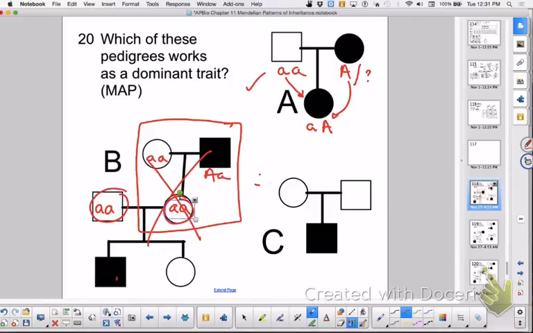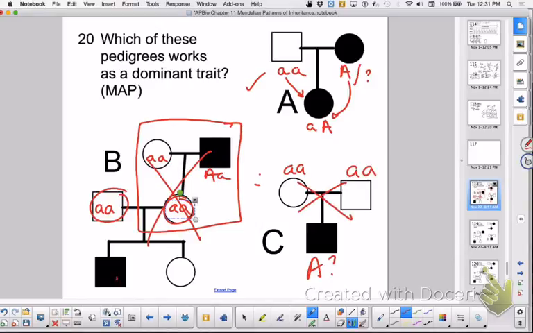Will this one work as a dominant trait? Super no, right? Because these parents don't have the disease and they have a child that does. So how could they pass that on? Okay, so this will not work as a dominant trait.